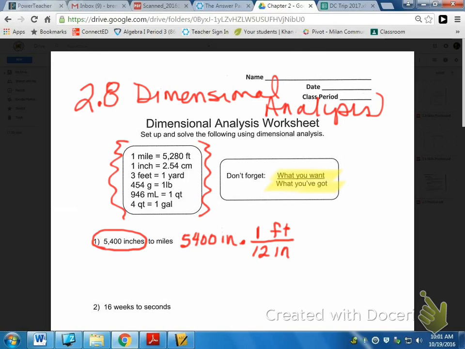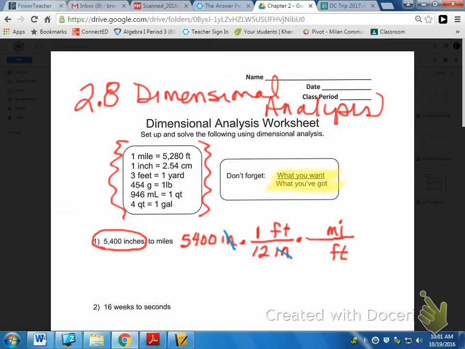Now, I haven't gotten to miles yet, so I have to go one more ratio. As we do this, check this out, the units are what cancel out. I would cancel out inches, and what unit is left that I haven't canceled out? Feet. So with just that part, I could change 5,400 inches to feet. But I don't want that. I want miles. So my next conversion is going to put feet on the bottom, and feet can be easily converted to miles.